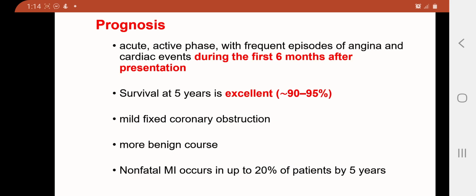Prognosis: during the active phase with frequent episodes of angina, the risk is highest in the first 6 months after presentation. Survival at 5 years is excellent. Sometimes patients only have a fixed mild coronary obstruction. It's a more benign course, and non-fatal MI occurs in up to 20% of patients by 5 years.